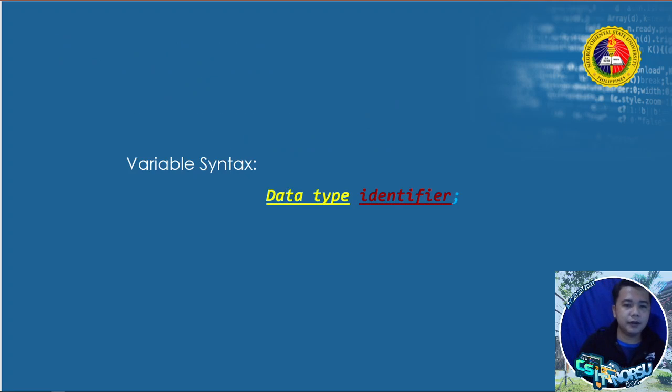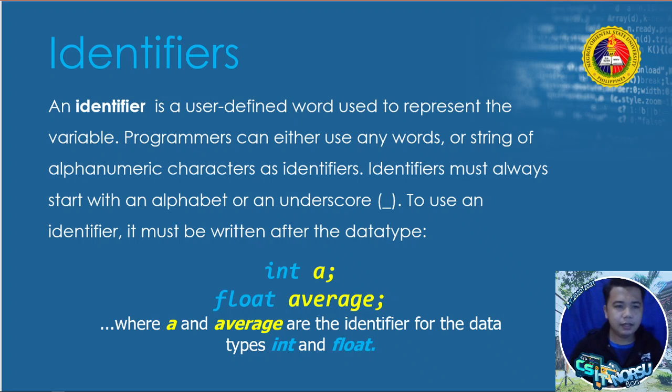Okay, so next, now that we already know about data types, hopefully, let's talk about identifiers. Okay, an identifier is a user-defined word to represent the variable. So programmers can use any words or strings of alphanumeric characters as identifiers. Identifiers must always start with an alphabet or an underscore. To use an identifier, it must be written after the data type.